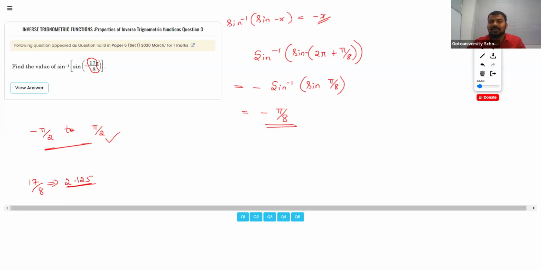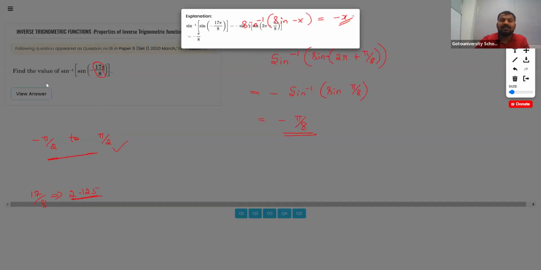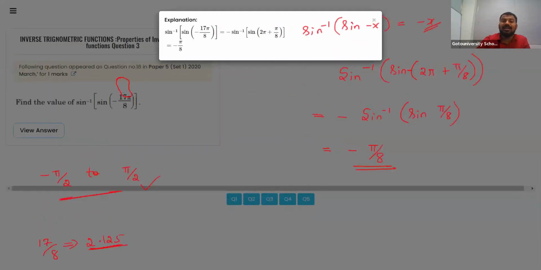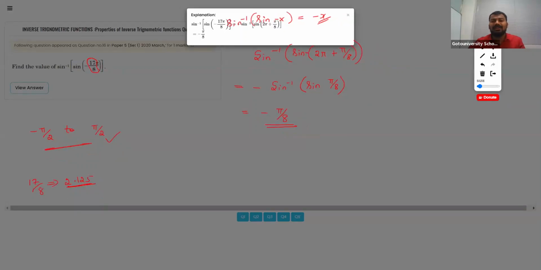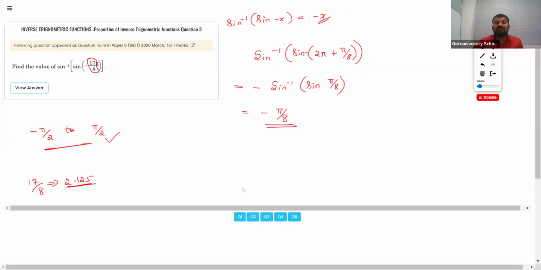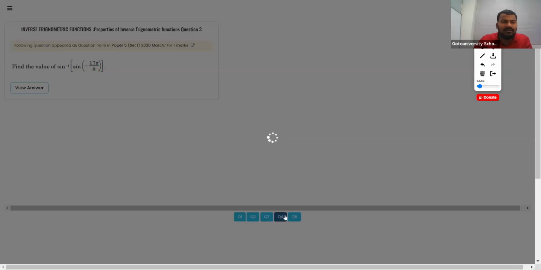Okay, you just look into it here. Let me check out with the answer. Yes, you can see here we have even got the answer, and it is going to be negative pi by 8. So you have to be very careful. The explanation is already given for each and every question you have. Okay, so be careful. Don't just use the explanation. Solve it, then use the explanation to cross verify your answers. Okay, let me go out with one more.